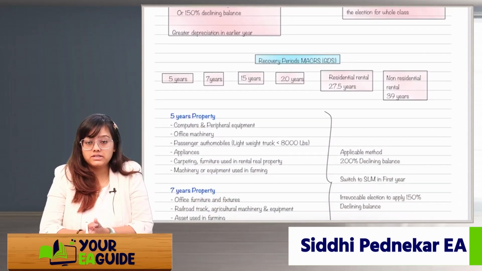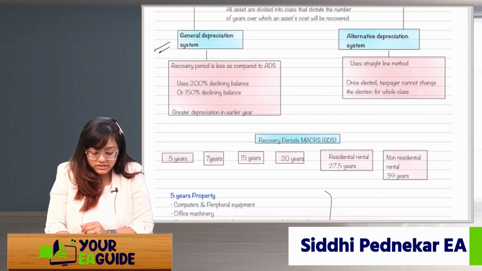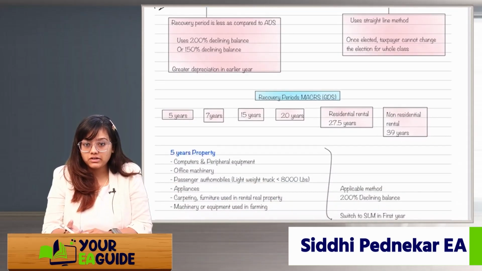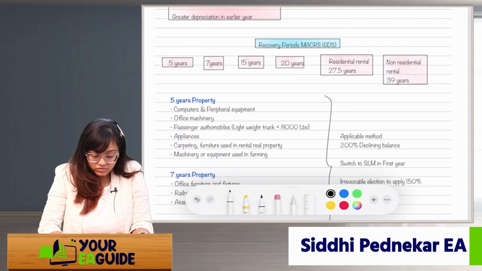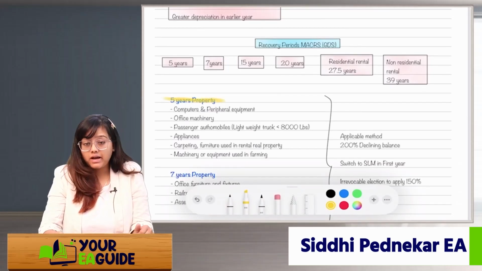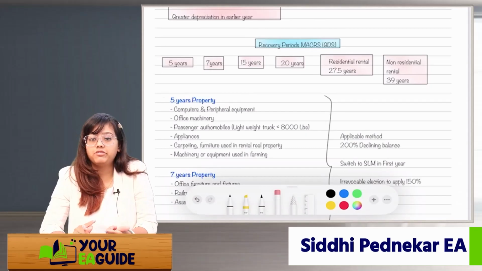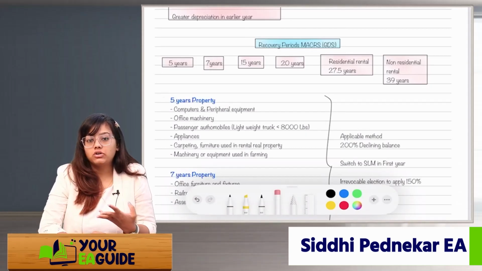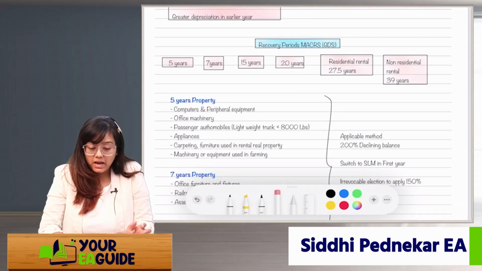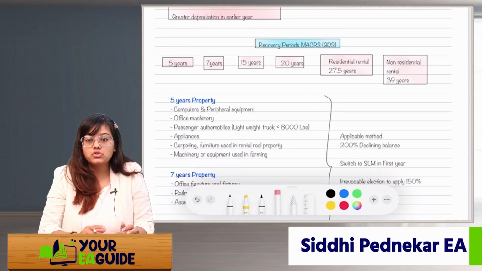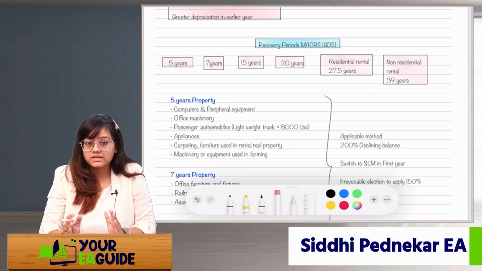Let's see what recovery periods can be used in MACRS in GDS. You can use 5 years, 7 years, 15 years, 20, 27.5 and 39. Let's see for which assets we can use 5-year property. In 5-year, we have computers and peripheral equipment, office machinery, passenger automobiles, like a lightweight truck which is less than 8,000 lbs, and appliances, carpeting, and furniture used in rental real properties. Only the carpeting and furniture used in rental properties will use 5 years.